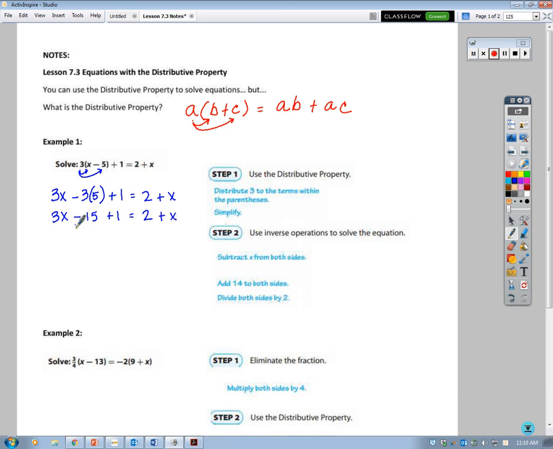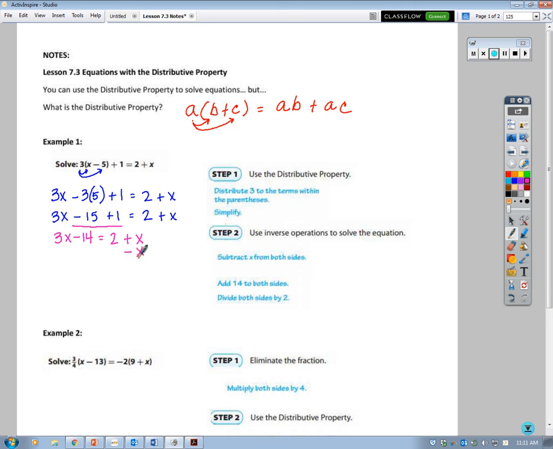If you'll notice, I've got a constant term here and a constant term here. So I've got essentially negative 15 plus 1. If I combine these, I end up with 3x minus 14, right? 15 negatives and 1 positive gives me 14 negatives, equals 2 plus x. Okay, so now I've got that simplified. I distributed, I simplified. Now I'm going to look at my next step, which is to use inverse operations to solve the equation. So I'm going to subtract x from both sides.